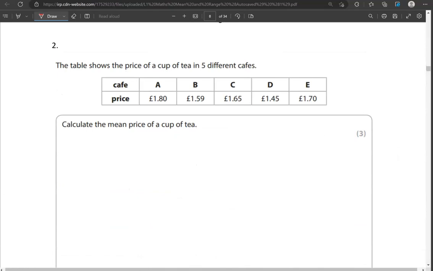The table shows the price of a cup of tea in 5 different cafes. Calculate the mean price of a cup of tea. So mean is adding the numbers together and dividing by how many there are. So £1.80, £1.59, £1.65, £1.45 and £1.70. We're going to add together.